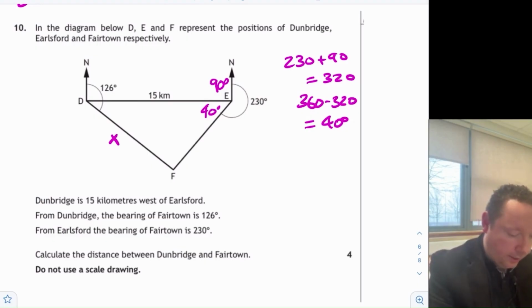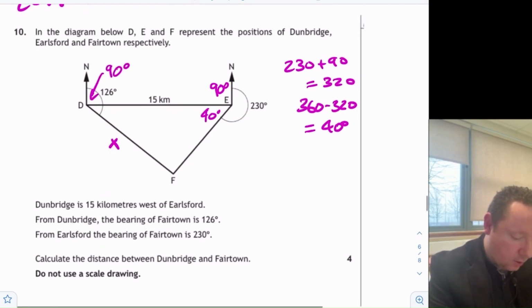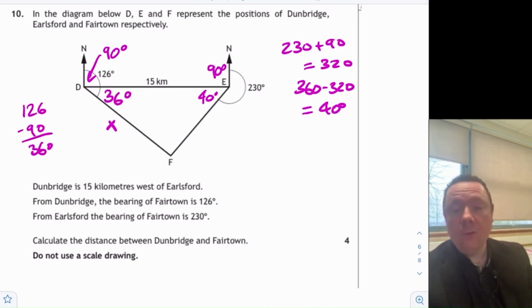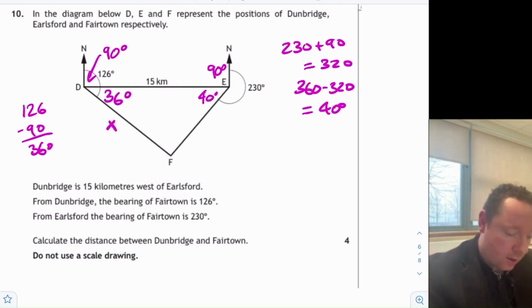On the other side, since it goes northeast, this bit also right here is 90 degrees. So that means these two add up to 126. So doing 126 minus 90, I get 36 degrees. So I've now got a second angle inside the triangle. Once I've got two angles inside the triangle, I may as well just find the third one, because chances are I'm going to have to use it.